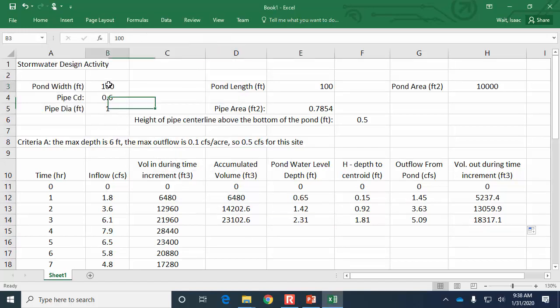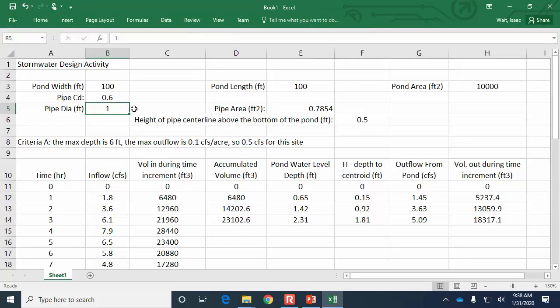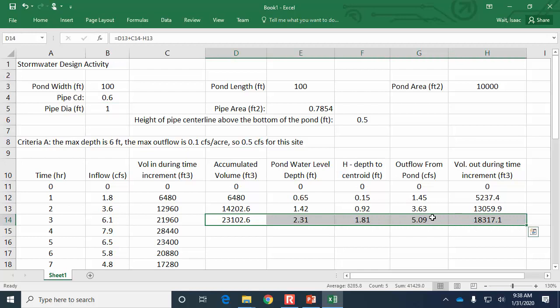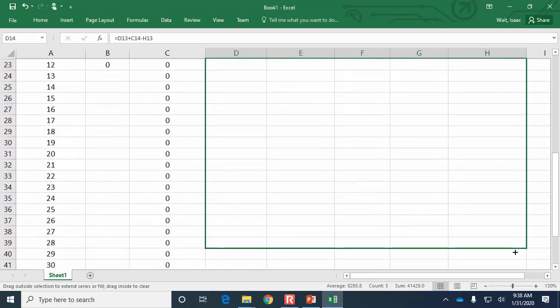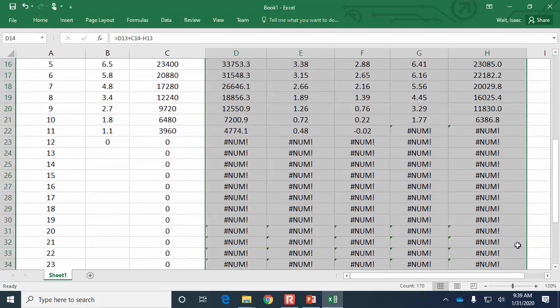So what we have right now is, I just guessed, what if it's 100 by 100, and what if we have this pipe diameter of 1 foot? So this is what the pond is doing when those are the design parameters. So I drag this down, and let's analyze the pond all the way through.